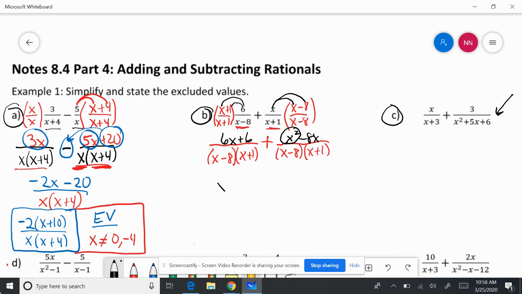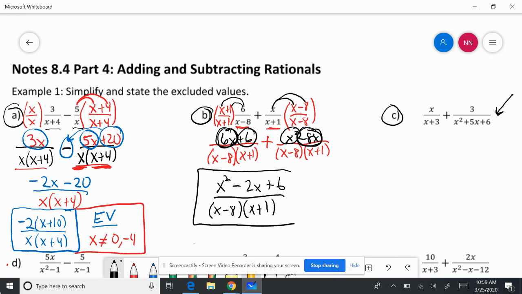So I start with the x squared. Then I'm going to be looking at my x's. I have 8x minus 6x minus 8x, which is negative 2x. Then I have a positive 6. And in the denominator, x minus 8 and x plus 1. Now, this is a trinomial on the top, but it's not factorable. So our answer is just this.